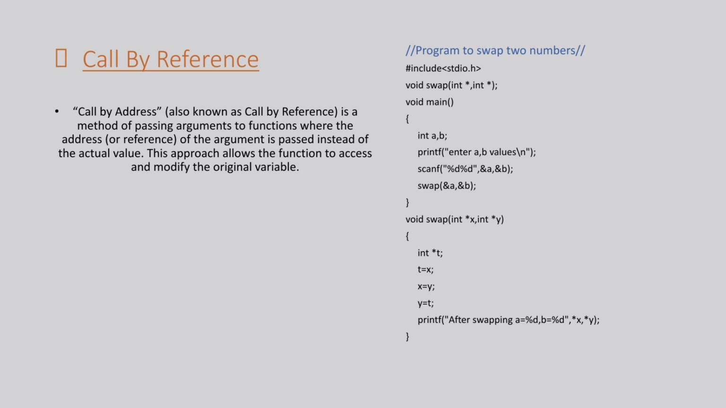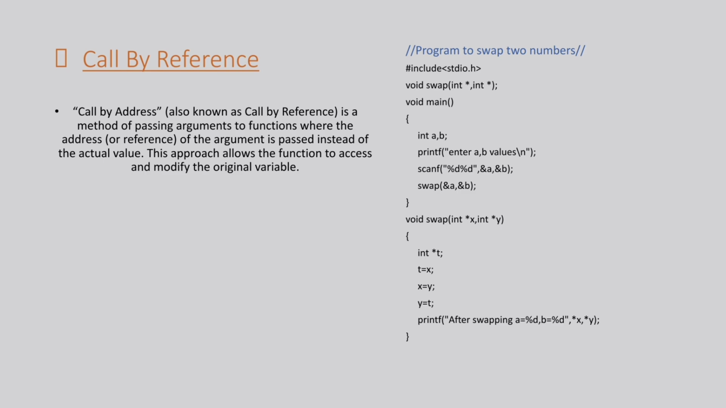Hash include stdio.h. Then we'll write void swap, and in the brackets we'll write int asterisk. Then we'll write down void main, and then we'll open the parenthesis and write int a comma b. We'll declare the variables, and then we'll write enter a comma b values, and then we'll write the scanf, and we'll write the %d as the format specifier for a comma b, and then we'll write swap, and in the brackets we'll write &a comma &b.